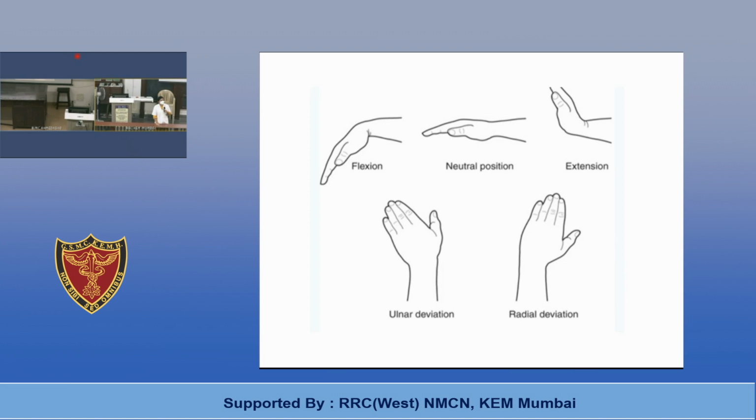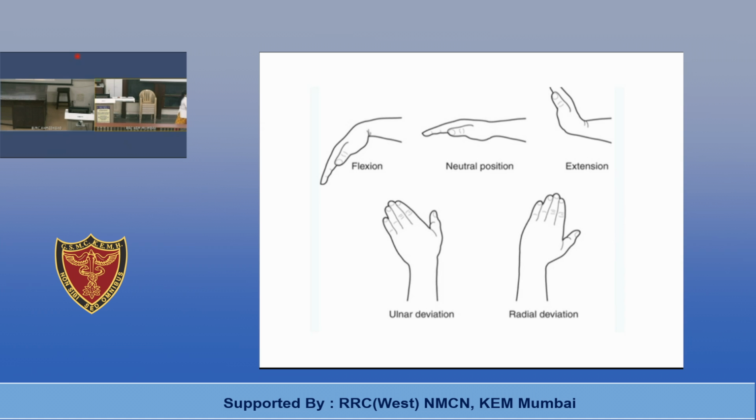Extensor carpi radialis longus, extensor carpi radialis brevis, and extensor carpi ulnaris, assisted by extensor digitorum and extensor indicis. This movement, adduction or ulnar deviation, is produced by one muscle from the flexor compartment and one muscle from the extensor compartment. Similarly, radial deviation is produced by two muscles from the extensor compartment and one muscle from the flexor compartment.